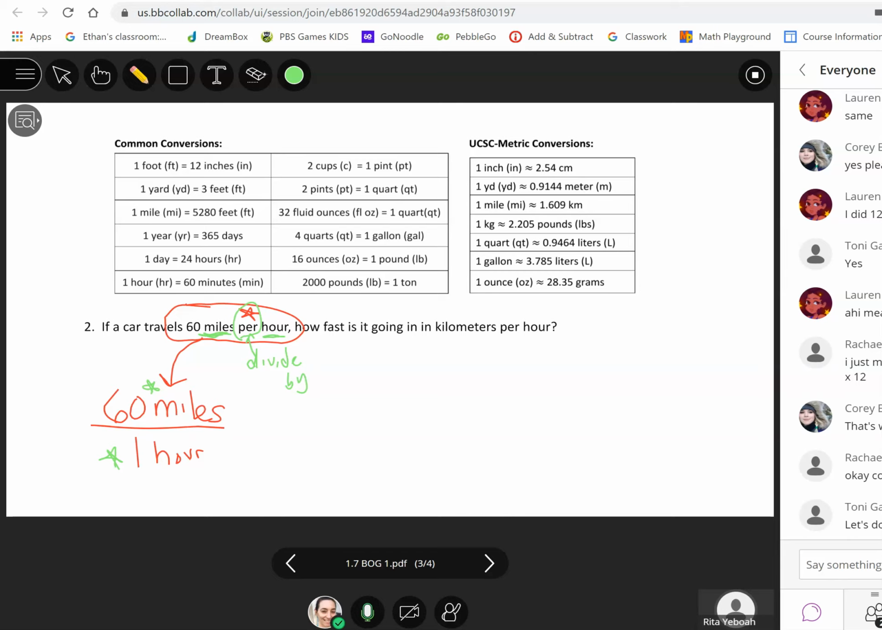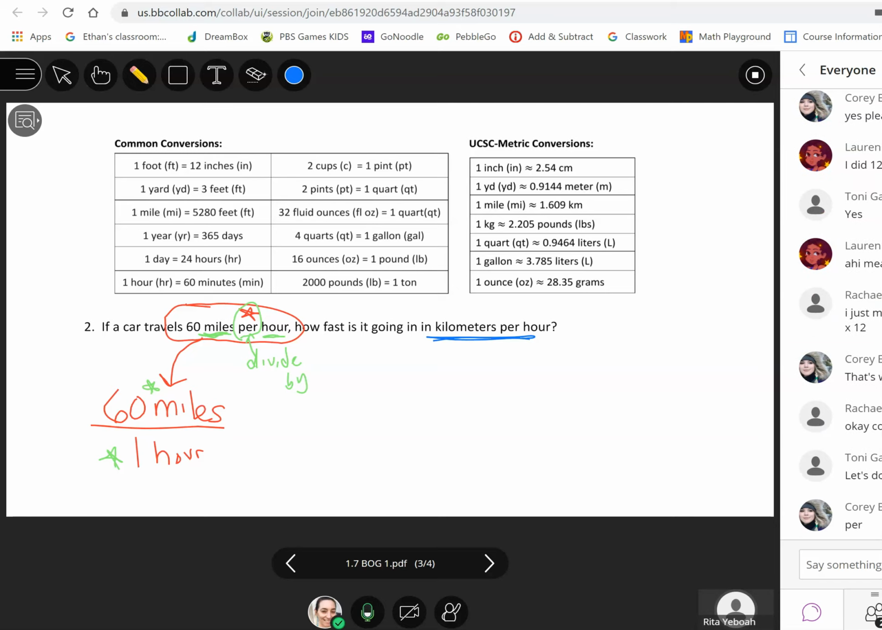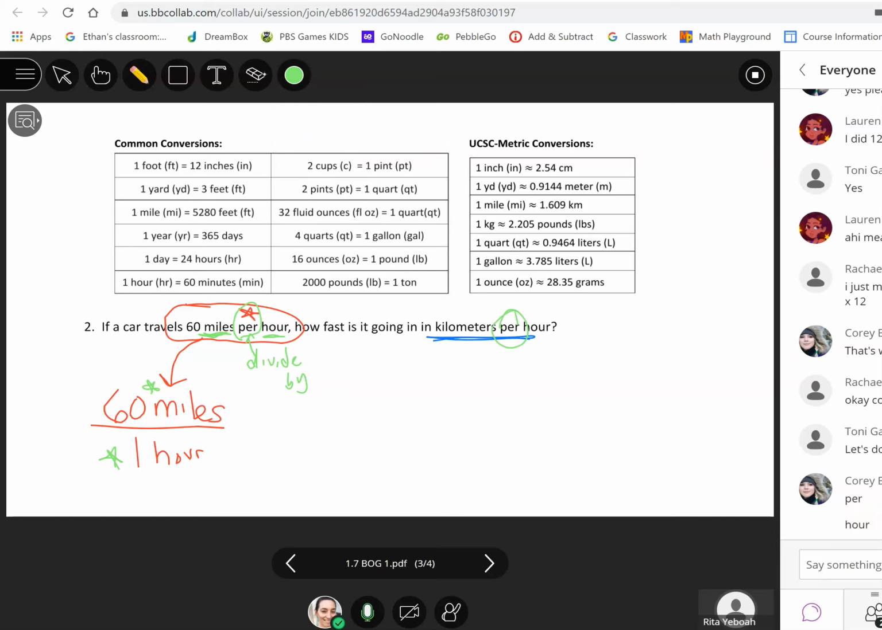And then you say, okay, what's my goal? My goal is kilometers per hour. Well, what sounds the same between my starting amount and my goal? What word is the same for both of them? 60 miles per hour, kilometers per hour. So they both have a per, right? What else do they have in common? Hour. So do I need to change the hours at all? No, right? We want to keep the hours. Yeah, keep the hours. So here we go.